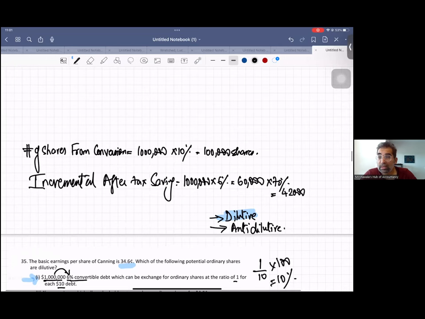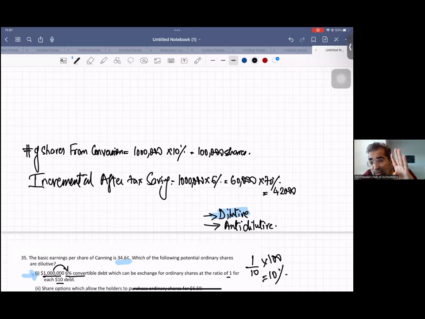Honestly, I normally give three to four classes for EPS, and this is your first standard. Now, this is the additional profit and this is the additional shares from this transaction. Let's calculate the incremental EPS of this transaction.